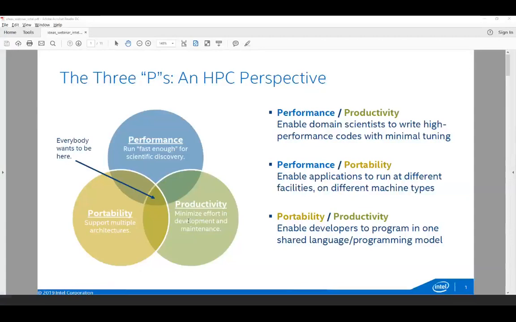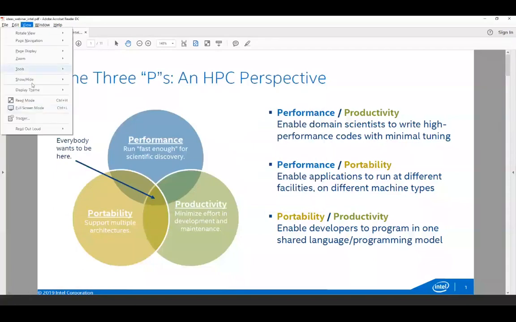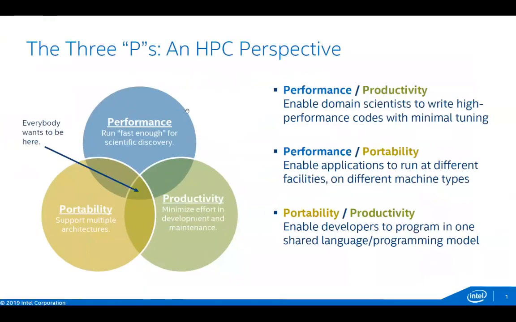Ready, John? Okay, it hasn't worked. Give me 1 second. Okay, is that full screen now?